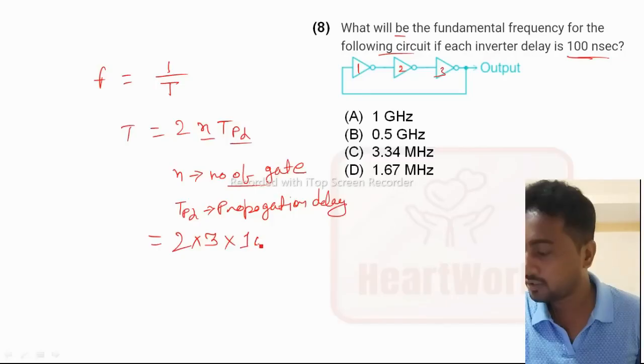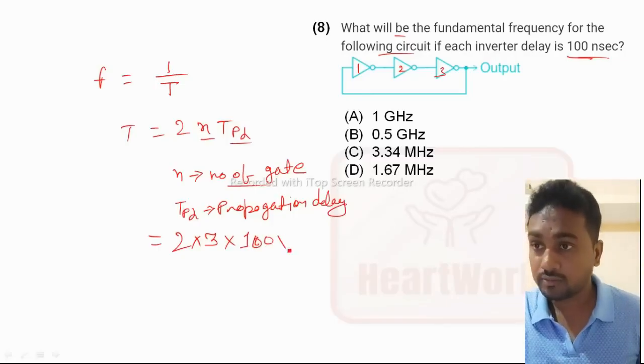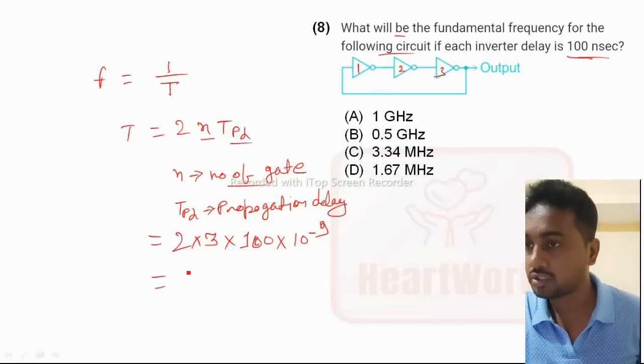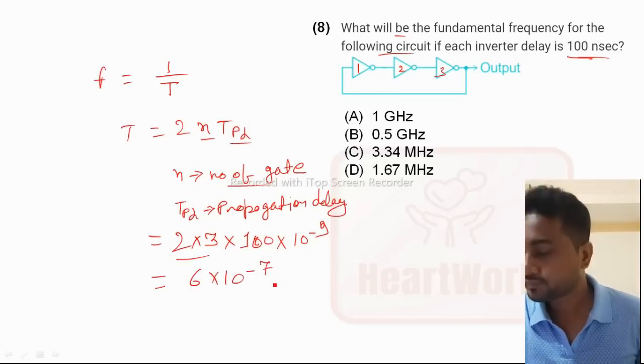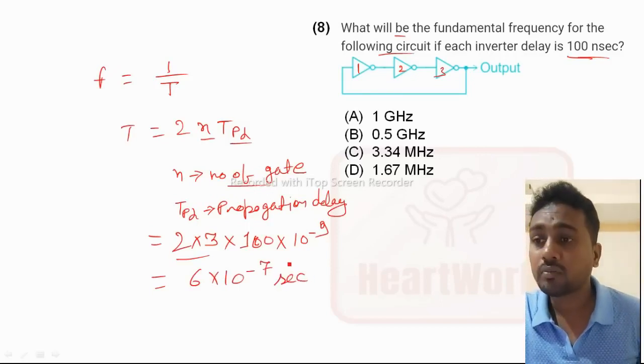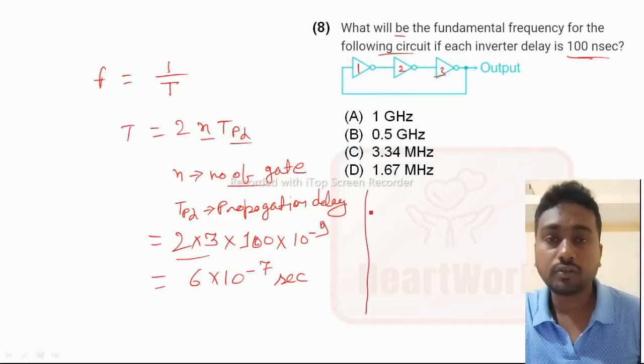So it is 100 nanoseconds, and nanosecond means 10 to the power minus 9. So we can solve this: 2 into 3 is 6, into 10 to the power minus 7. So the time period is how much? Time period T equals 6 into 10 to the power minus 7.